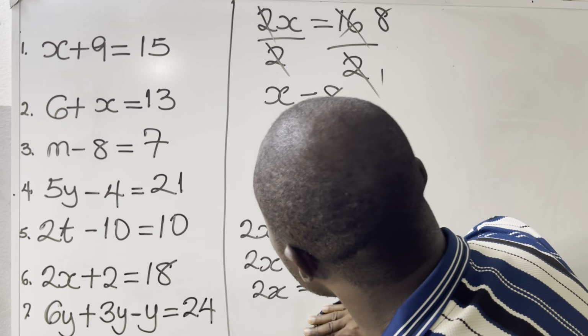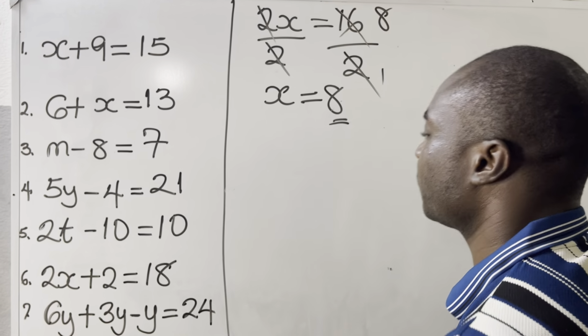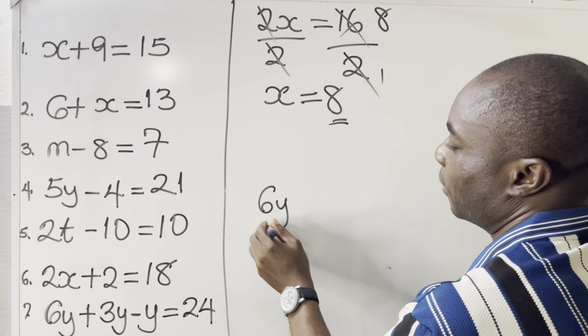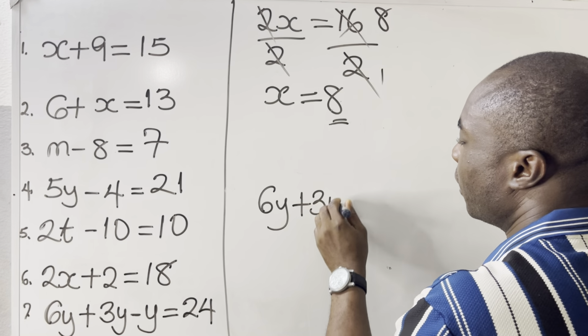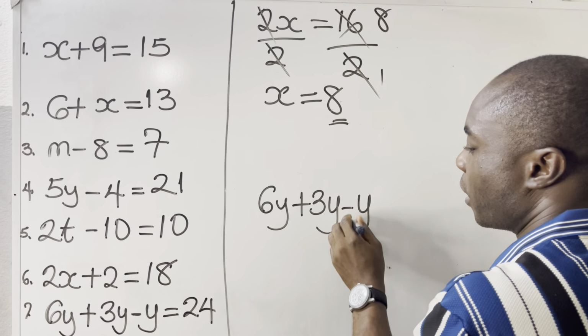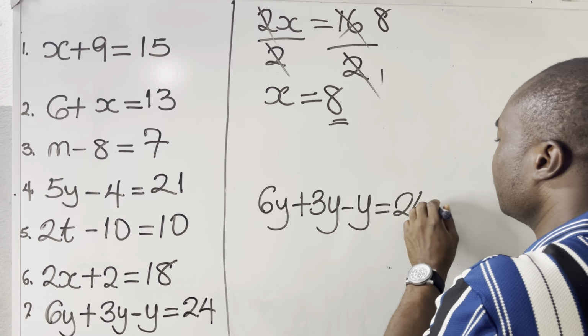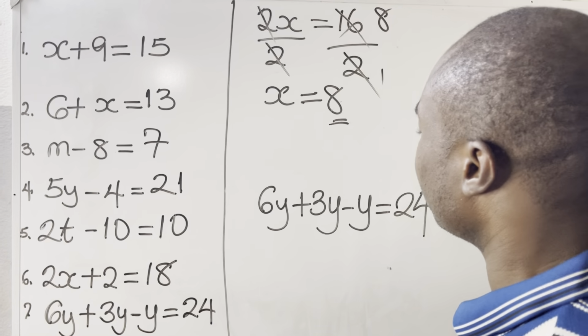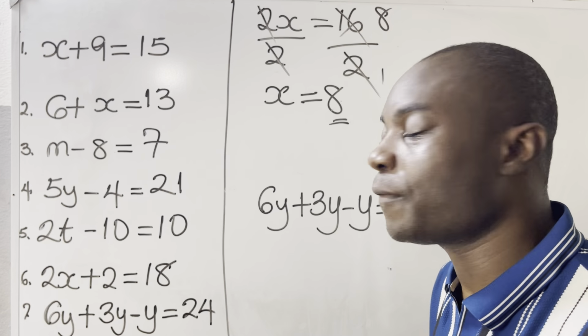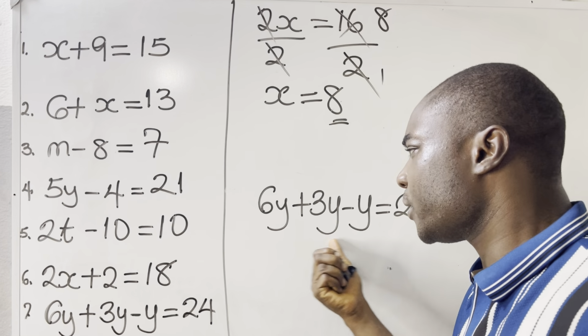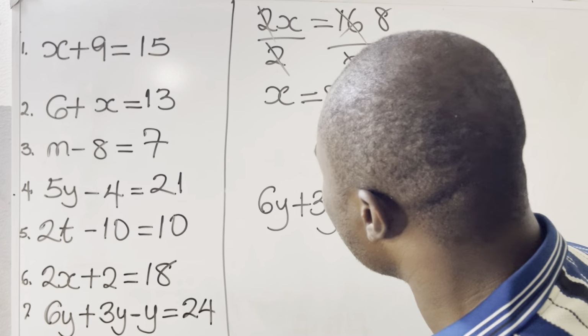Then we have one more question left, which says 6y plus 3y minus y is equal to 24. In this question, we are asked to find the value of y. I would like you to do this and drop your answer in the comment section.